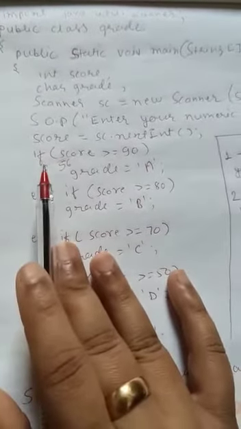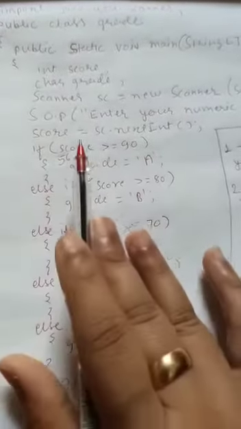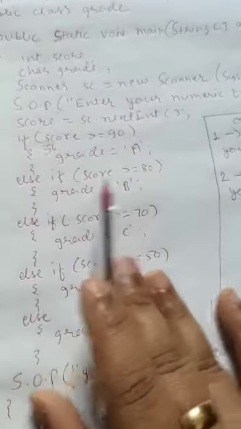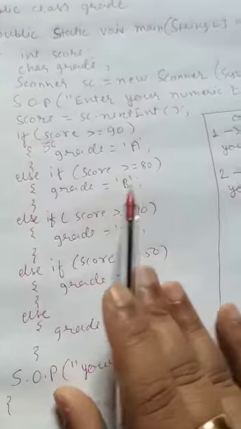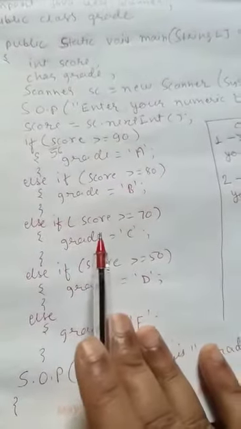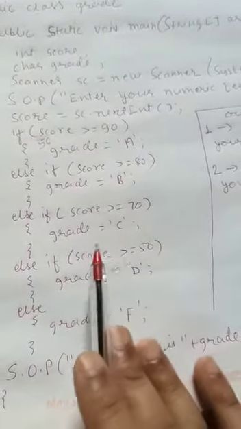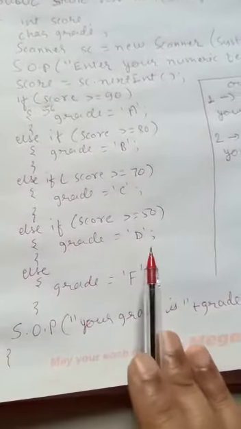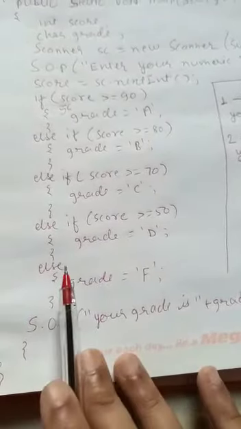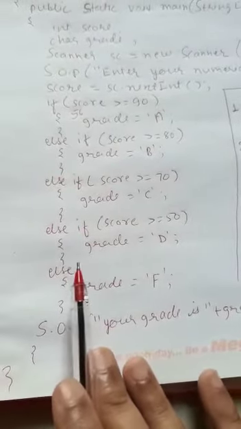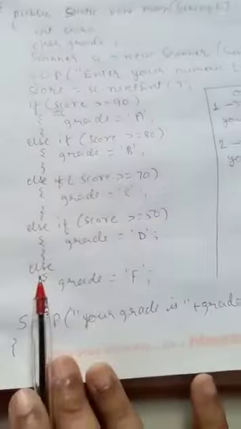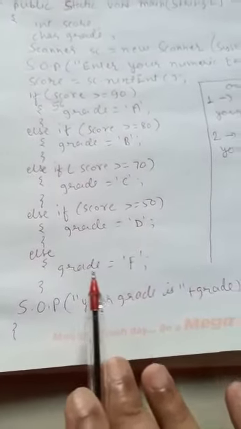Here I have taken multiple conditions. If the value of the score is greater than or equal to 90, then your grade is going to be A. If the score is greater than or equal to 80, then grade will be B. If score is greater than or equal to 70, then grade will be C. If it is greater than or equal to 50, then D. Else, if all the above conditions are not true, then directly we will move to this block and our grade will be F.